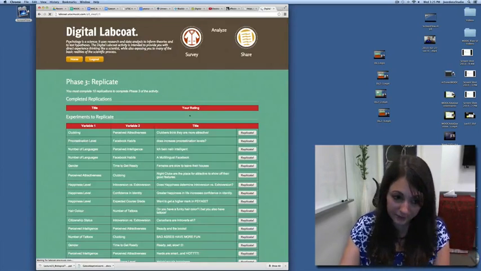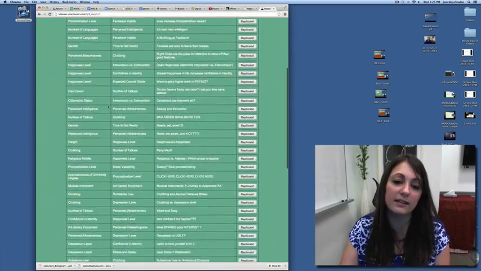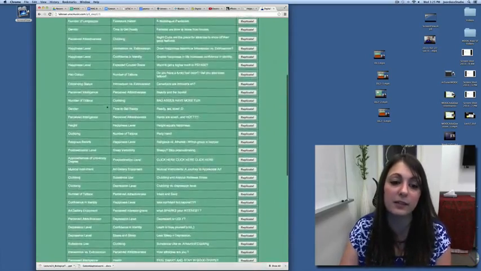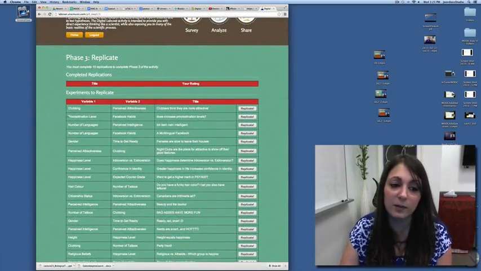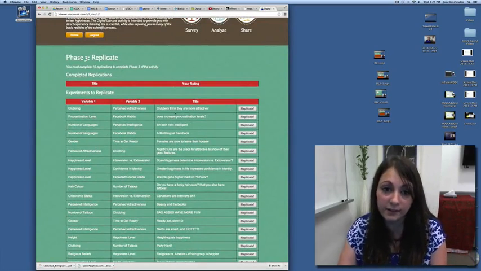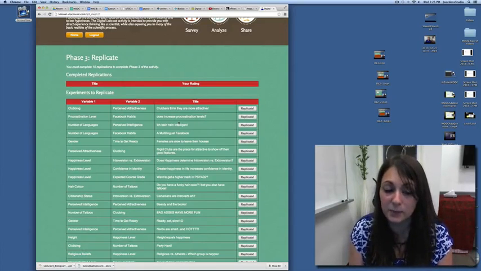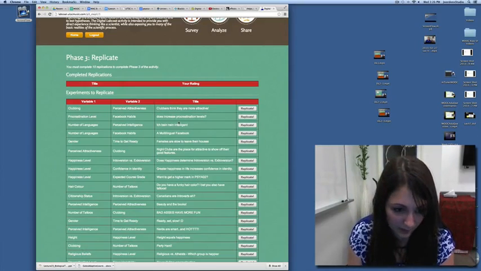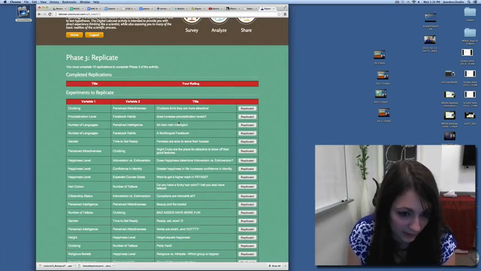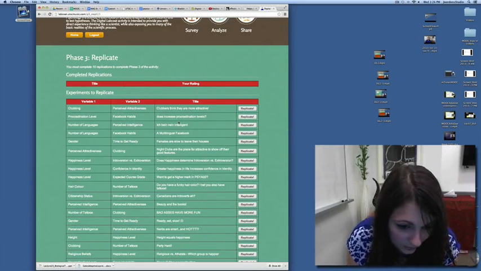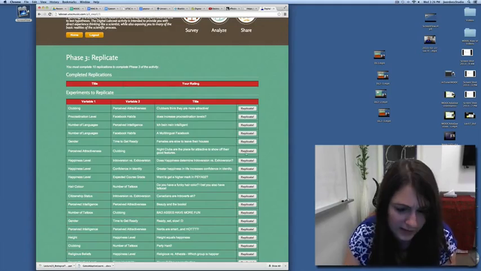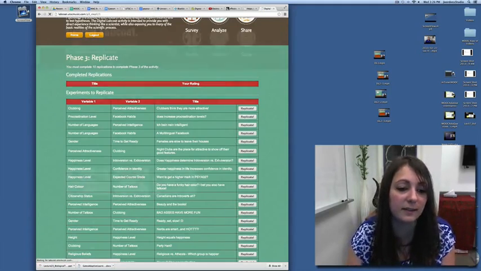Click active, and you're going to get a list of experiments that your peers have completed. You'll see the two variables they compared and also the title that they gave their experiment. Your task in this phase is to pick 10 experiments and replicate them, see if you get the same result. So let's pick something that might look interesting here. Let's look at happiness level versus confidence in identity.